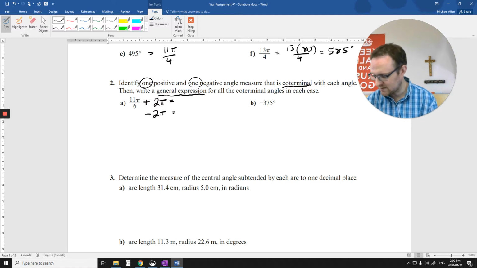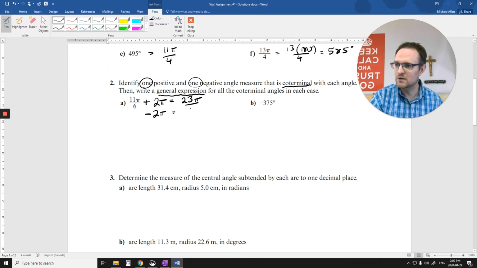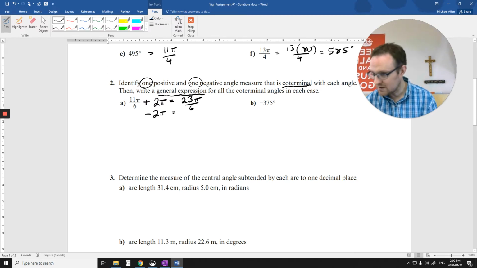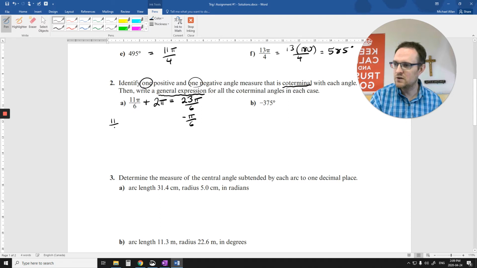So 11 over 6 plus 2, math, enter, enter. This ends up being 23 pi over 6. And then I'm going to go 11 over 6 minus 2, math, enter, enter, and I get negative pi over 6. I'm just going to move this downward just a little bit. I'm going to show you the work for this one.